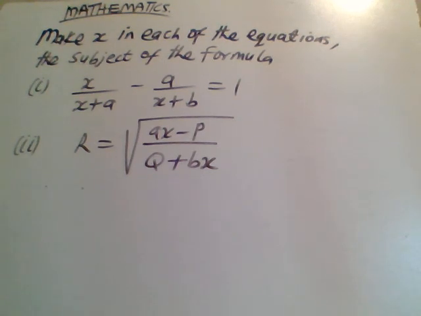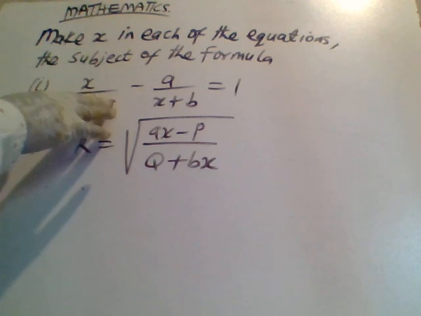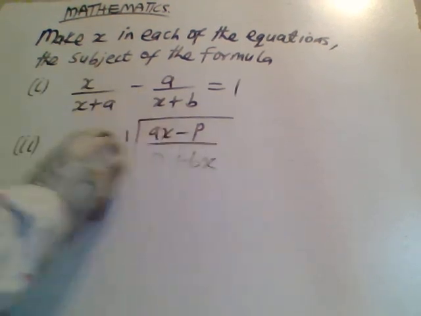You are required to make x the subject of the formula in each of the given equations. So we will start by solving the first one. In this case, you are given x over s plus a minus a over s plus b is equal to 1. When we solve the first one, we will solve the second one.